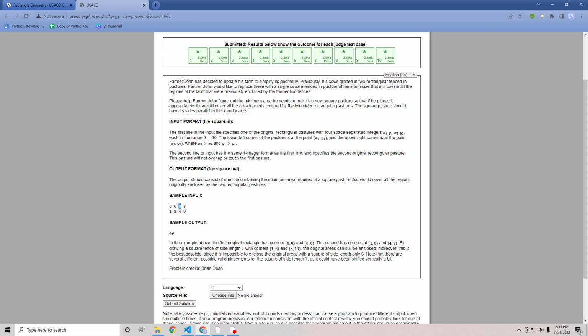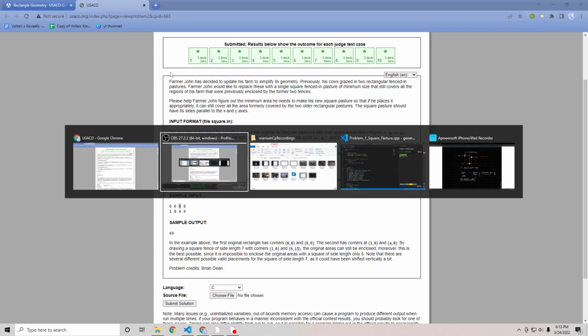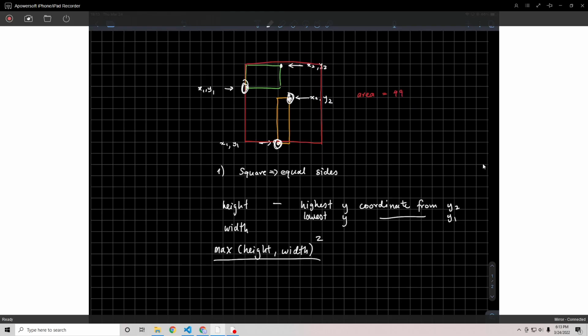So I just did this problem, but due to an audio issue, it didn't save. So let's just go over the thought process. There are two rectangular pastures that he had, and now we want a square one. The point on the bottom left, like this point and this point, are going to be the x1, y1 points of that rectangular pasture, and then the top right will be the x2, y2 points. So the first thing to notice is that we want to output a square, and a square means that it has equal sides.